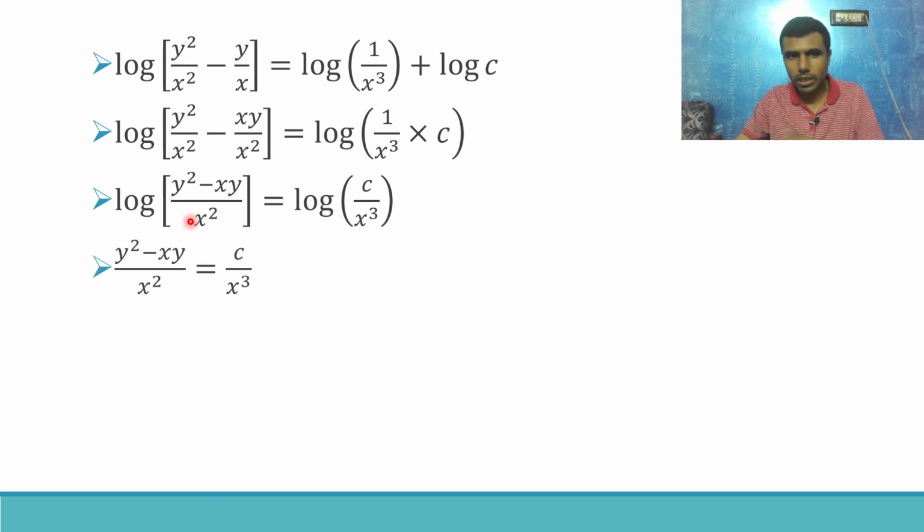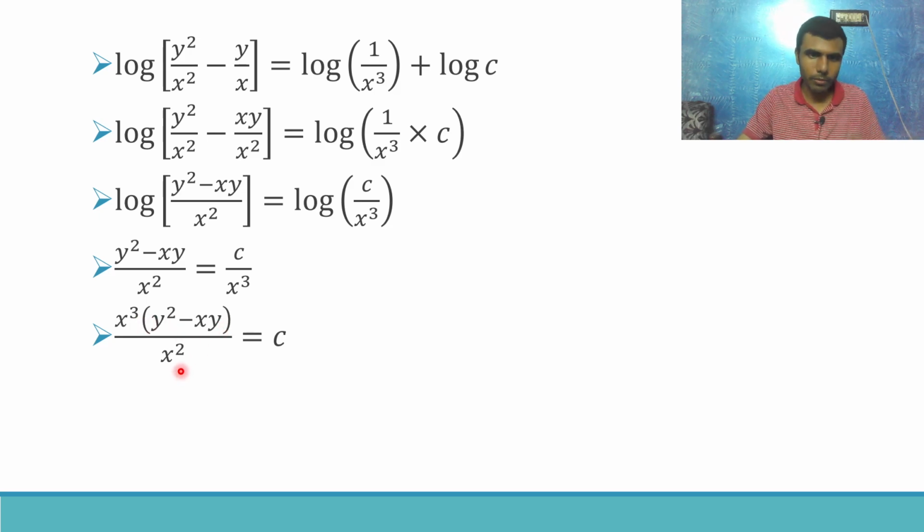Now we can eliminate the logs, now we can directly equate these two. Y square minus xy by x square is c by x cube. Now send this x cube to the LHS, so x cube into y square minus xy by x square. Now two x's cancel, one x will remain, x into y square minus xy is c.